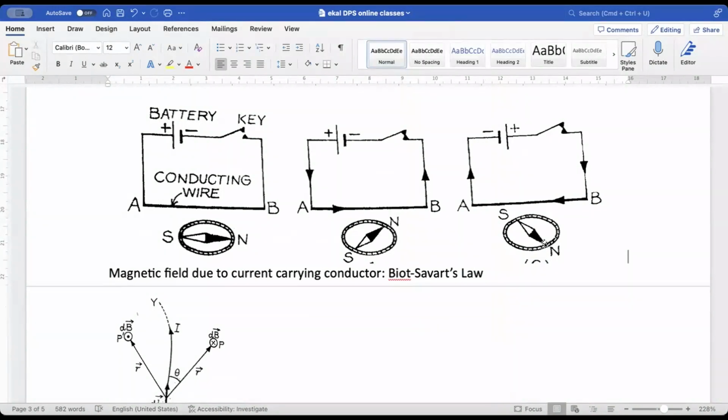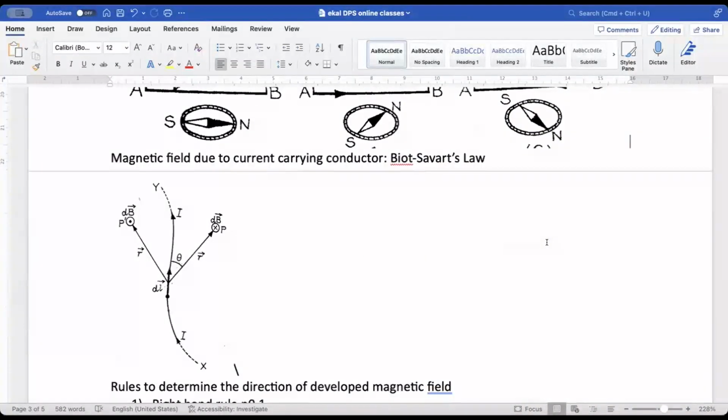So the Biot-Savart law. Oersted's experiment showed us that a current carrying conductor produces a magnetic field around it. And there were two scientists, Biot and Savart, French scientists. They performed a series of experiments to study the magnetic fields produced by various current carrying conductors. And they formulated a law to determine the magnitude and direction of the field so produced. This law is called the Biot-Savart law.